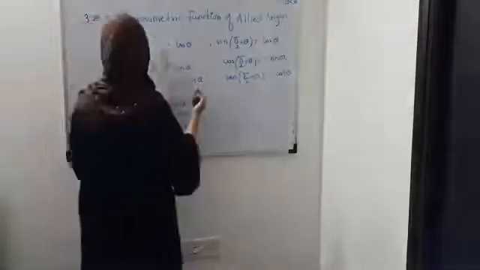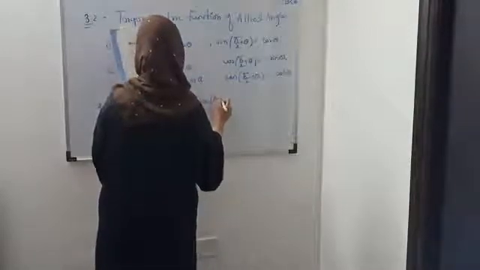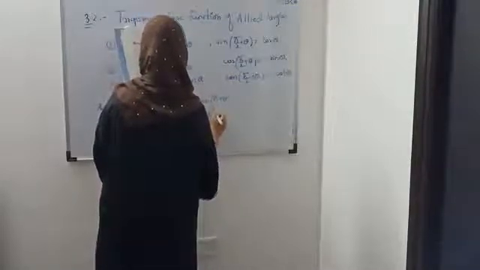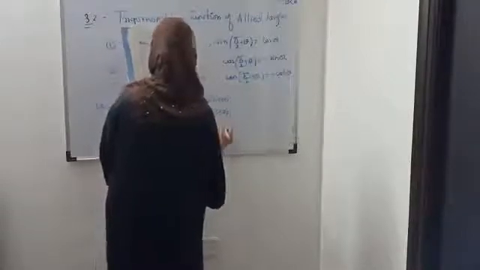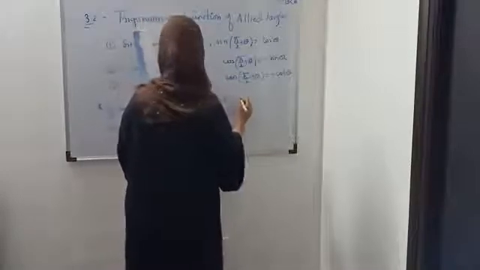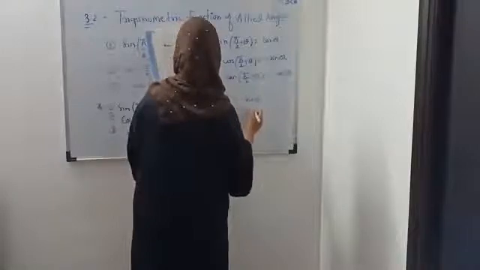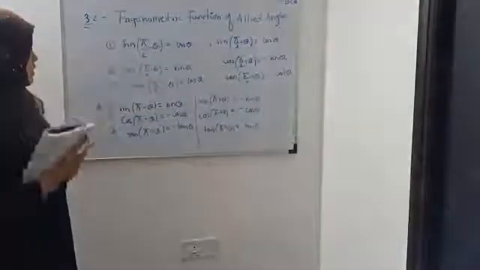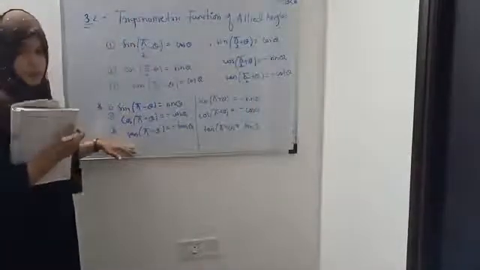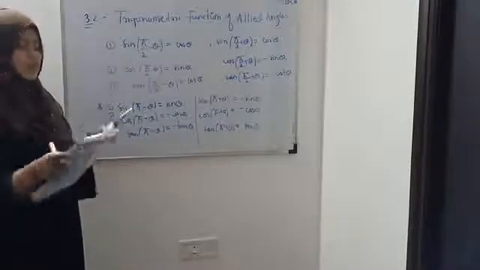Similarly, we do have for addition sin pi plus theta, cos pi plus theta, and tan pi plus theta, which are equal to minus sin theta, then minus cos theta, and then tan theta. Now this is for pi by 2, this is for pi. Now we have formulas for 3 pi by 2, and then 2 pi.